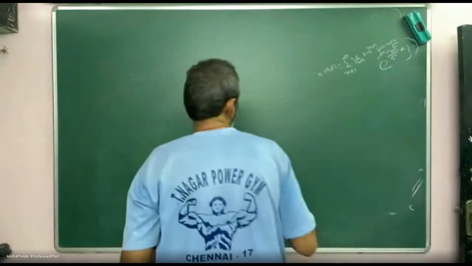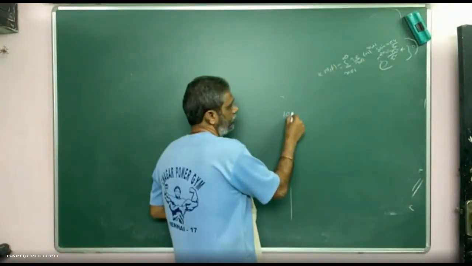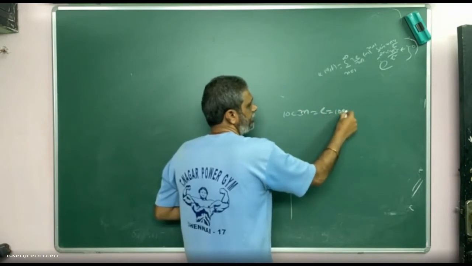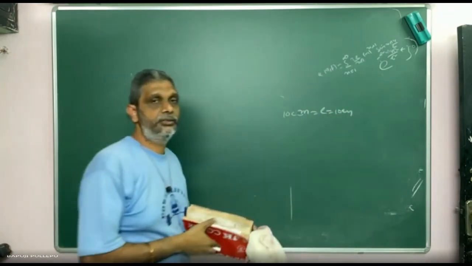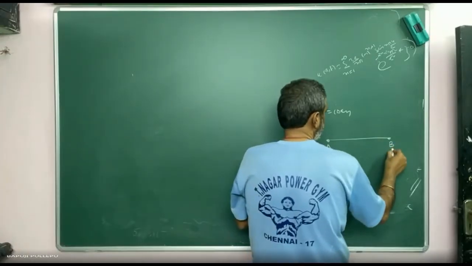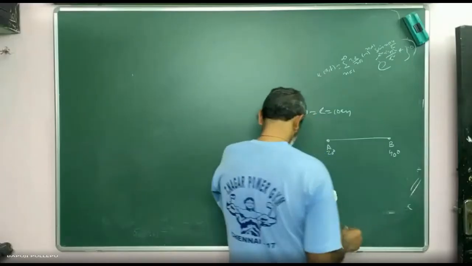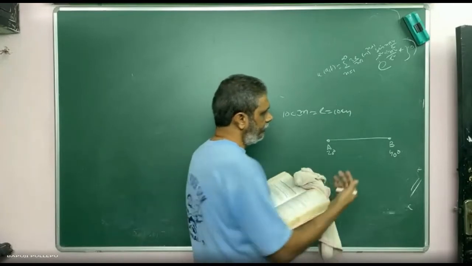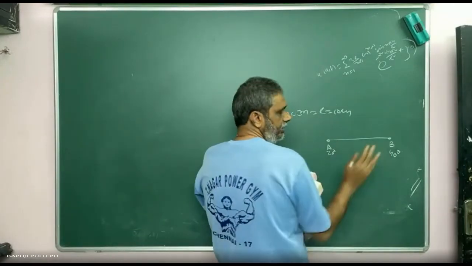Come on, read out. A rod 10 centimeters long. So L is equal to 10 centimeters. Now read: with its ends A and B kept at 20 degrees Celsius and 40 degrees Celsius. So A is 20 degrees and B is 40 degrees. Next, very important: until steady state condition prevails. In steady state condition, these are the temperatures.